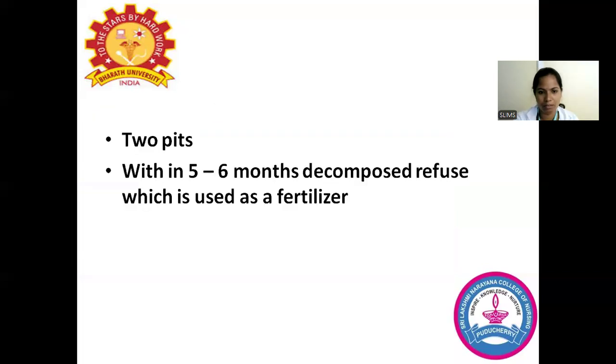Cattle dung, straw, leaves, garbage, everything is dumped into that manure pit. So this is the manure pit. They can make two pits also for alternate usage. For one pit, it will take 5 to 6 months for the decomposition to occur. So during that period, they can make another pit also. After 5 to 6 months, they can open that and take the manure out.